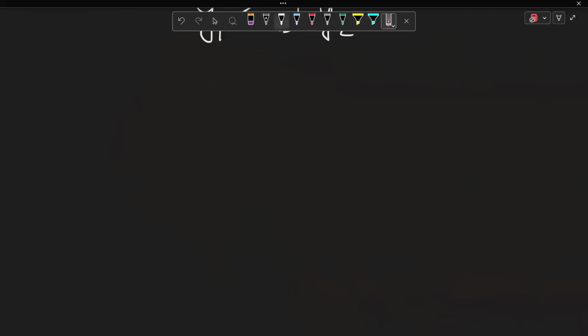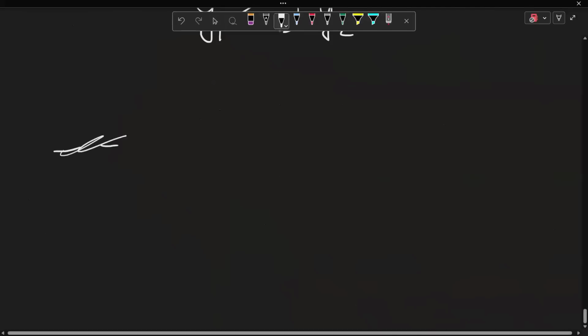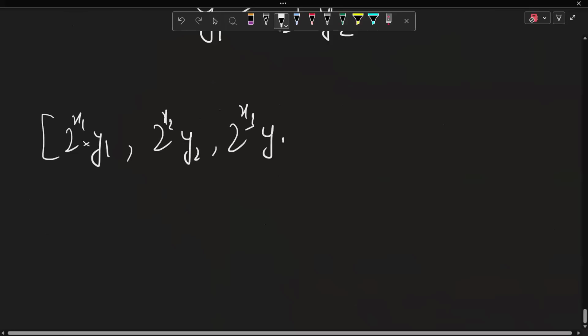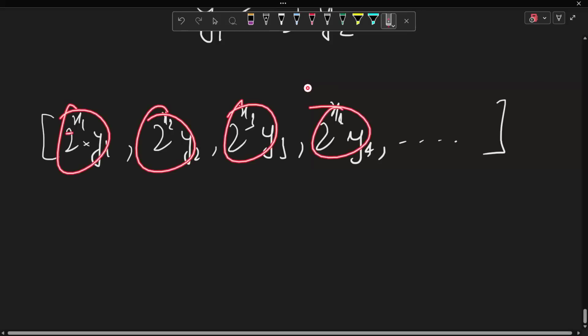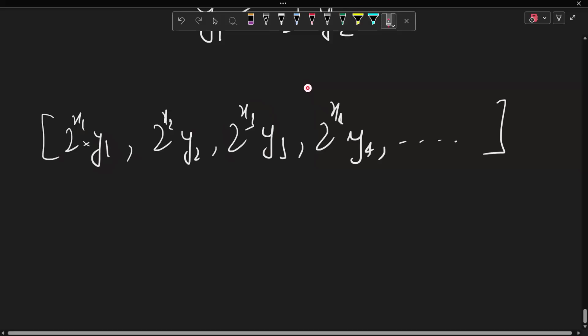In general, we would have some array. Okay, we would have 2 to the power x1 y1, 2 to the power x2 y2, 2 to the power x3 y3, like that. So how would you proceed? First, divide every value in this form, 2 to the power something into y. Now you have to calculate your answer for every prefix. So how would you move?